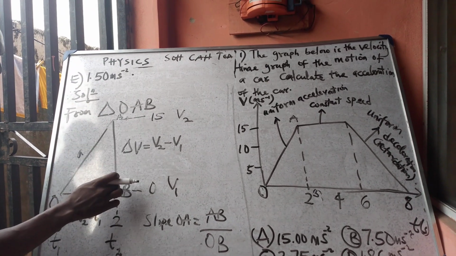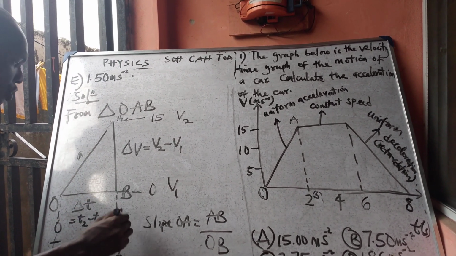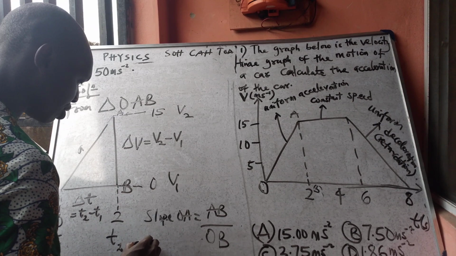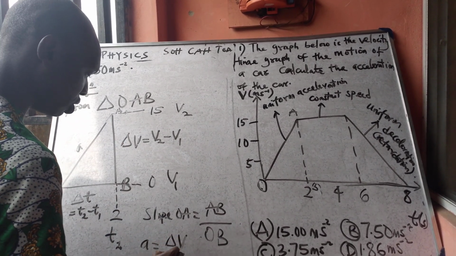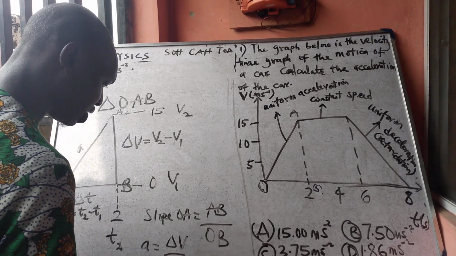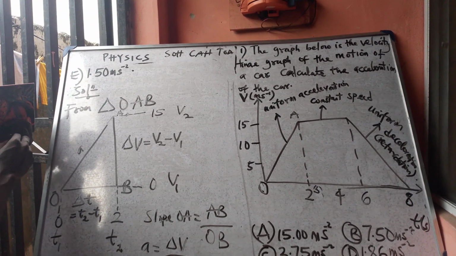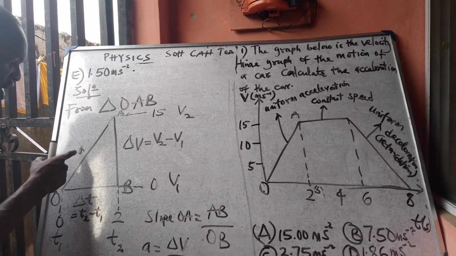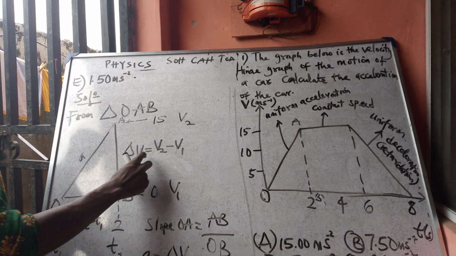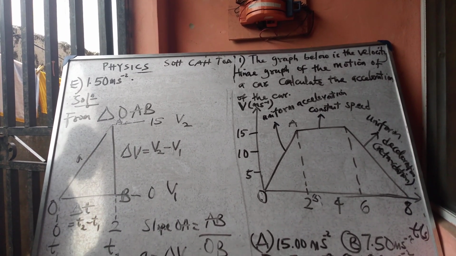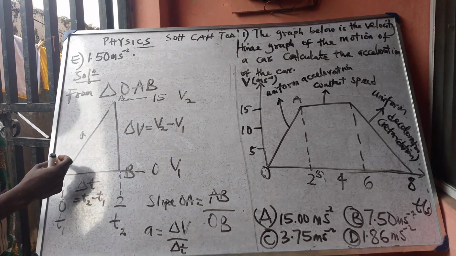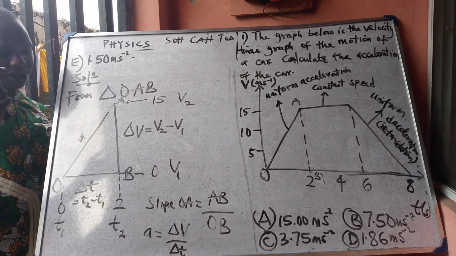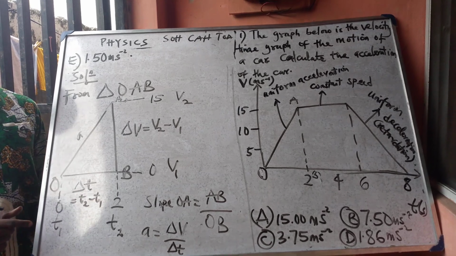Vertical component AB over horizontal component OB. A equals what? Change in velocity over change in time. So this slope or gradient becomes the change in velocity over change in time, which is the slope of any straight line graph like this: the vertical component divided by the horizontal component.